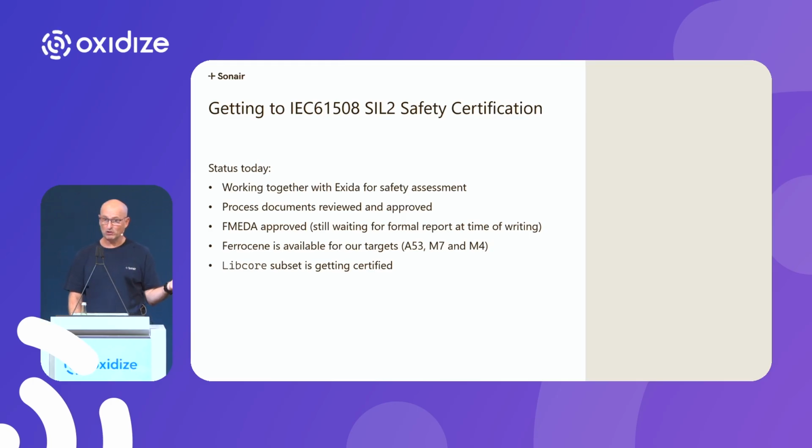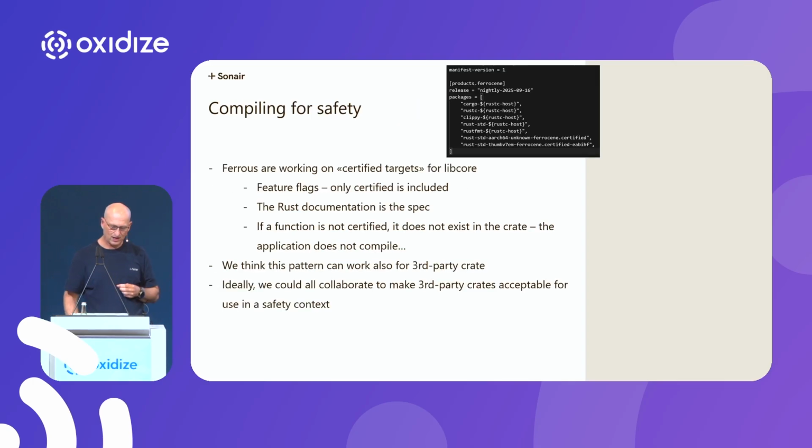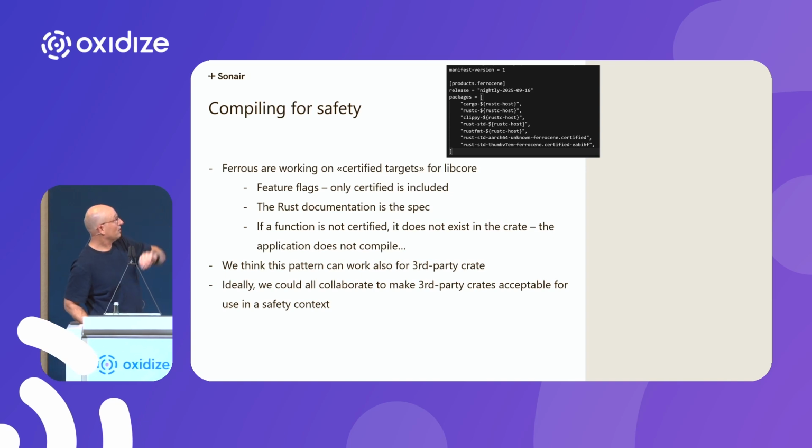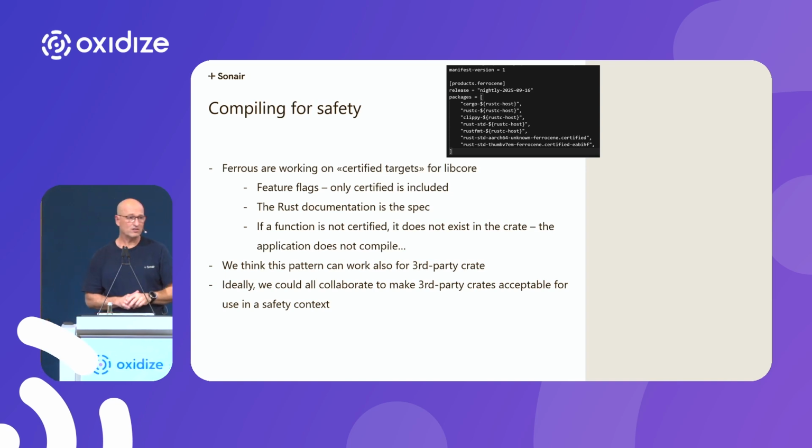Ferrocene is available for our targets. LibCore subset is getting certified. And yesterday I played around with the certified targets from Ferris. So now I can compile against the ARM64 Ferrocene certified target. And not surprisingly, that does not compile because we are using non-certified code in our code base. But at least I can start playing around with it.